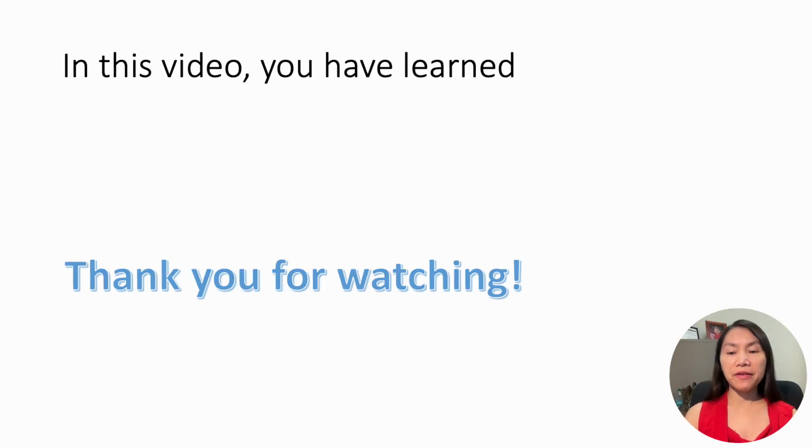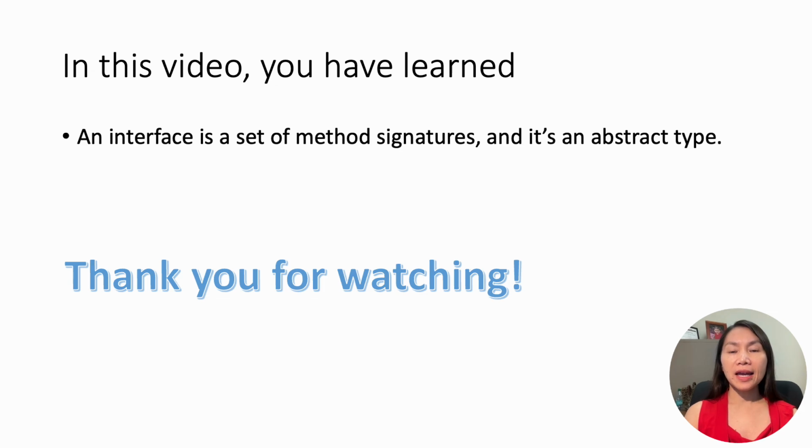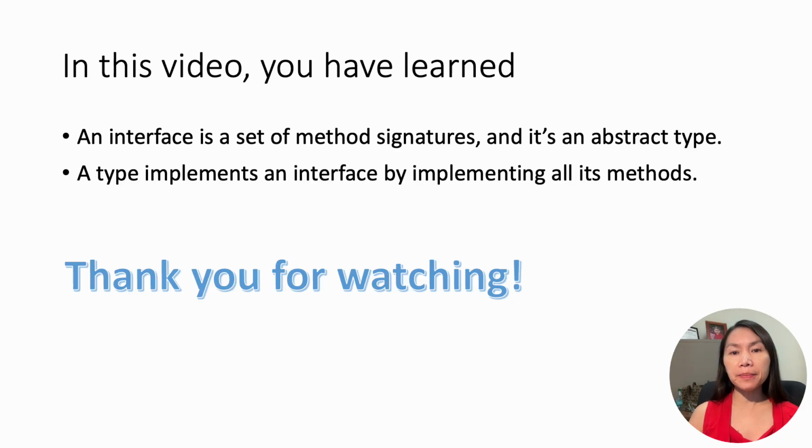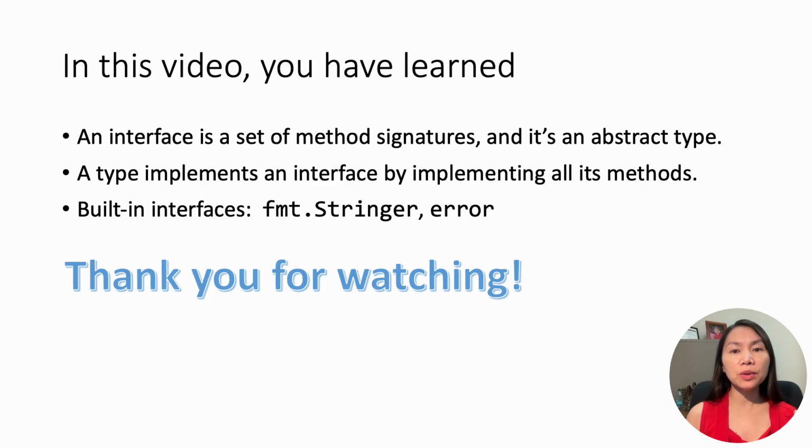So in this video, you have learned that an interface is simply a set of method signatures and is an abstract type. A type implements an interface by implementing all its methods. And you have also learned two built-in interfaces, including the Stringer interface in the fmt standard package and also the error interface.